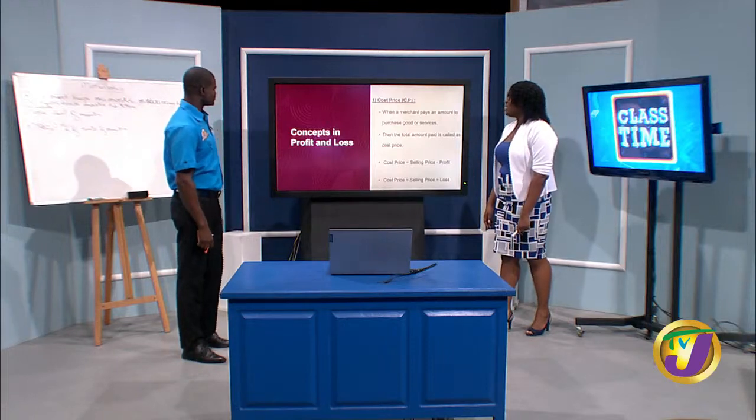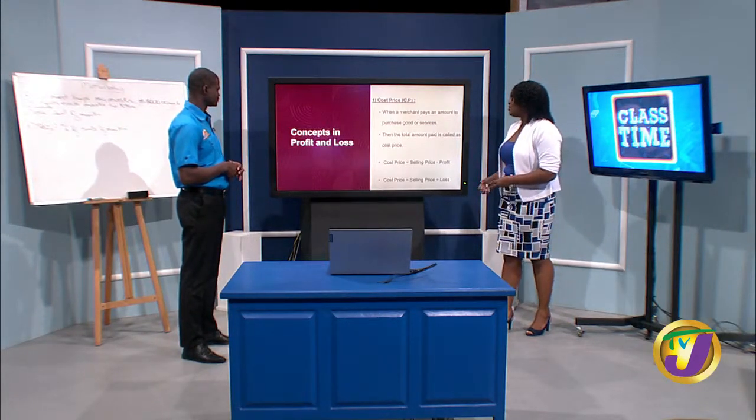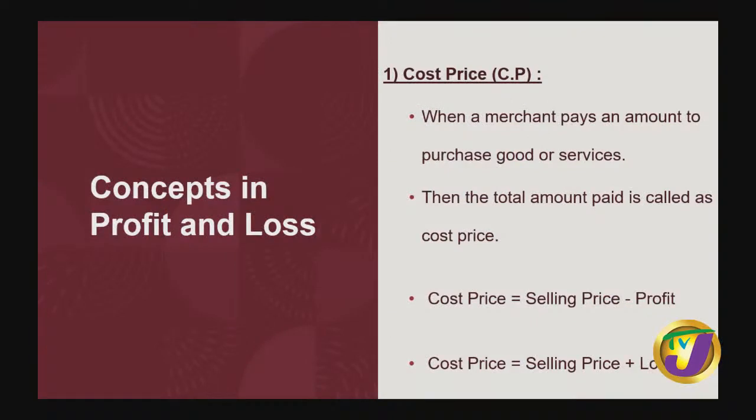All right. So when a merchant pays an amount to purchase goods or services, the total amount paid is called your cost price. So we started off this morning, right? We went to the factory and we bought our jersey. Our jersey cost $1,200. So that price that I paid at my factory is my cost price, right? Definitely.